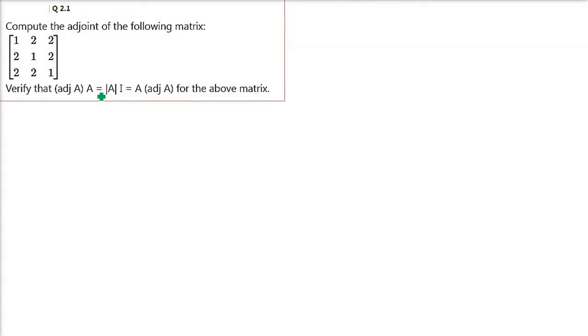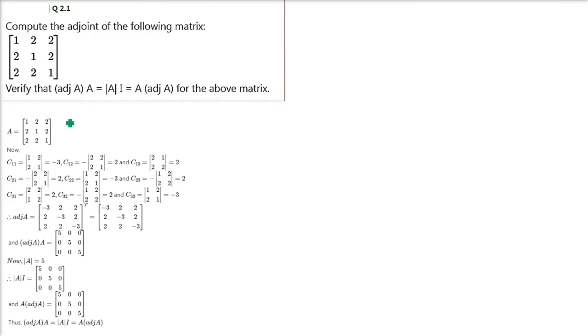Now compute the adjoint of the matrix, and we have already seen the 2 by 2. This is a 3 by 3, and we have to verify also. So we have to find out the cofactors, because cofactor is important, because we need to find out the cofactor matrix, and then we'll take the transpose, and that transpose of a cofactor matrix is the adjoint A. So let us see this. Let me write it here. 1 2 2, 2 1 2, and 2 2 1.